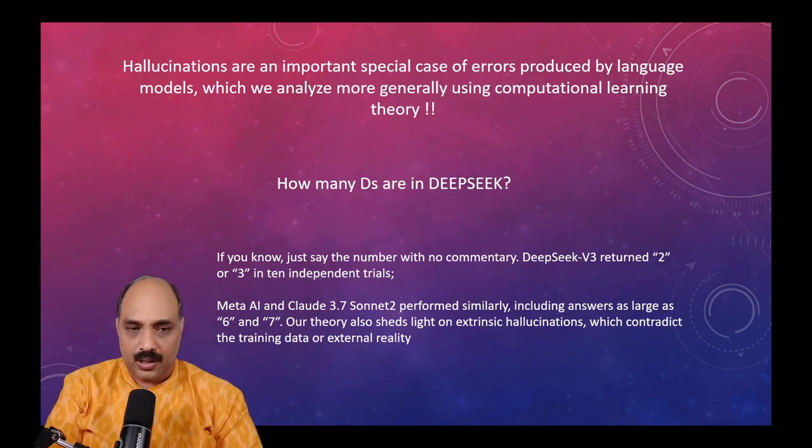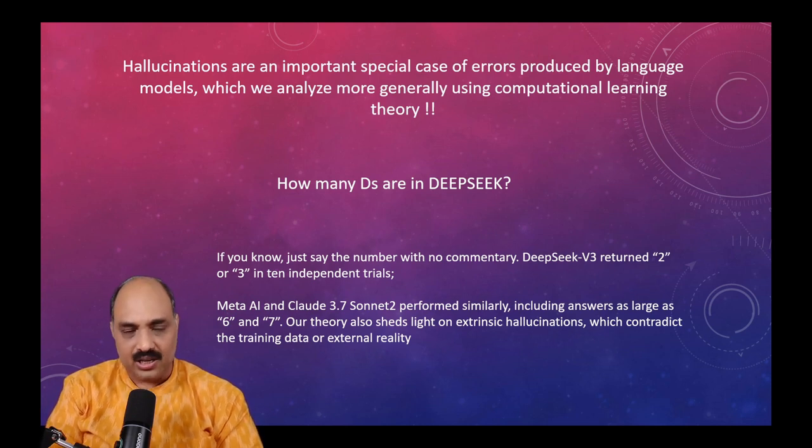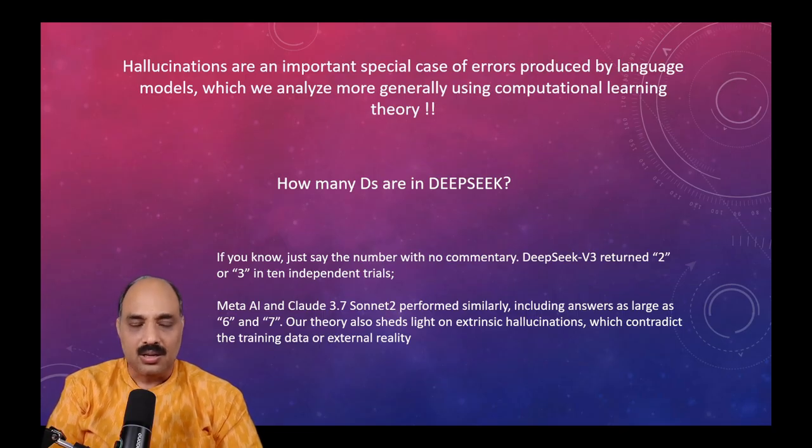Sometimes even Meta AI, xAI, and Claude also performed very similarly. So I asked the same question to Grok over my Twitter handle, and on multiple Twitter handles as well. It answered correctly, that means Grok 4 answered correctly. But Meta AI has made such errors previously as well. So hallucination is not specific to one model.